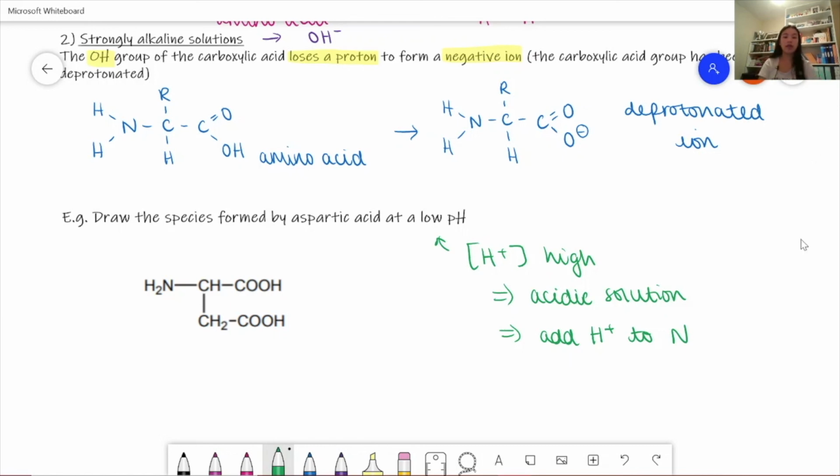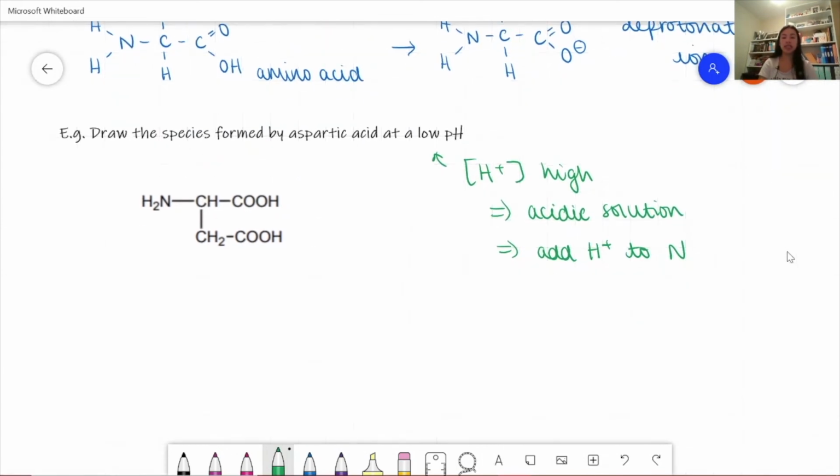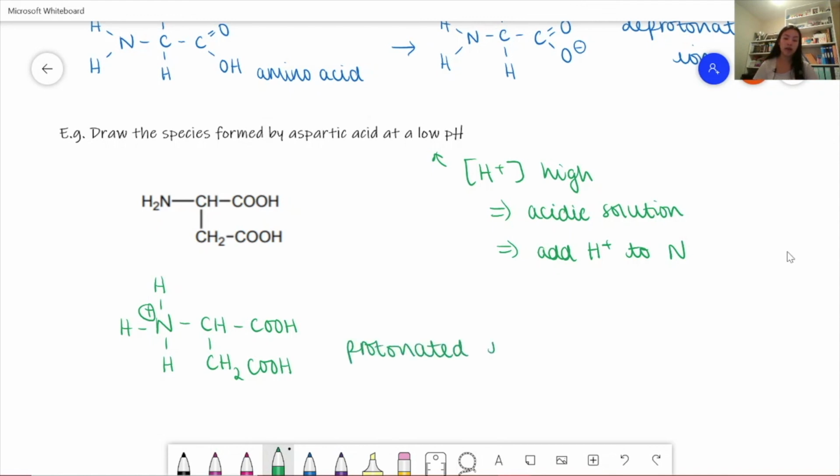So the species we form is a protonated ion, and we form NH3 plus because we've added a proton, and then CH, CH2, COOH, and then COOH. So nothing happens to the carboxylic acid groups, only to the amine group. And so we form a protonated ion. Protonated just means that we've added a proton.